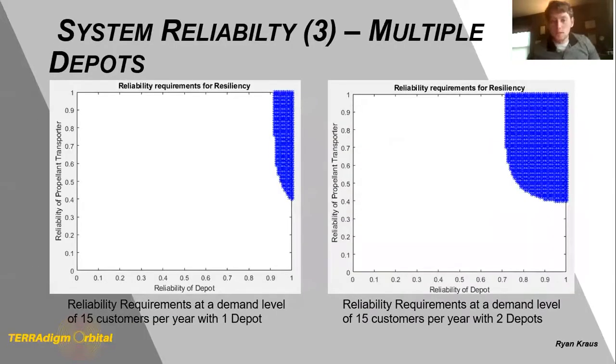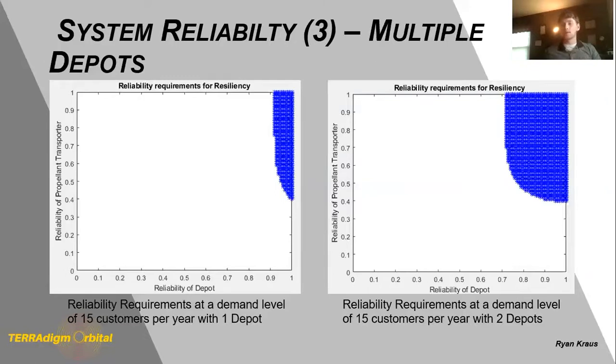So when it comes to dealing with this, both these plots are for a given demand level. The shaded region represents reliabilities that can still support a resilient system. The graph on the left shows it for one depot. The graph on the right shows it for two. So what this shows us is that just by adding one depot at a demand level of 15, we have now a lot more leeway in terms of reliability.